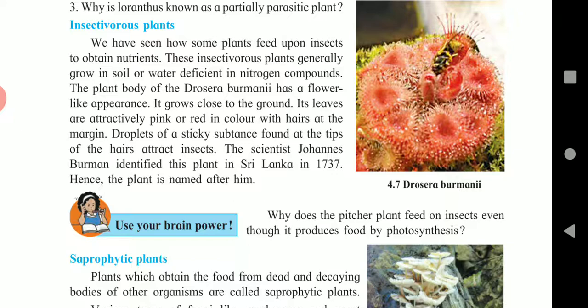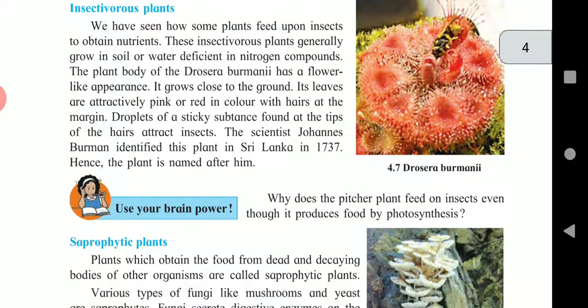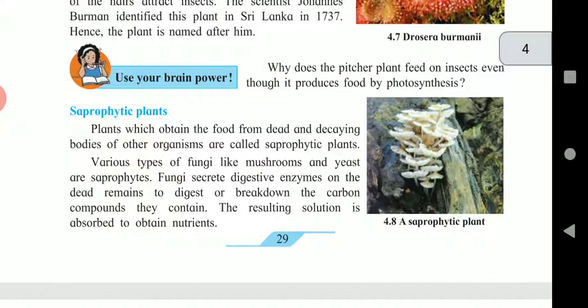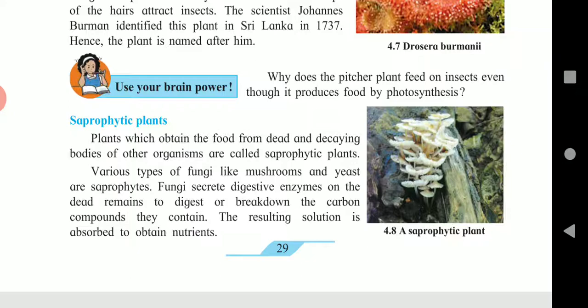Now next one is the saprophytic plants. Saprophytic plants obtain food from dead and decaying bodies of other organisms. Some fungi spoil the food. Some are disease causing while some have medicinal properties. Now let us see some useful fungi. Yeast and a few mushrooms are used in the fermentation process; yeast is used in bread making, and some mushrooms are used as food because they are a rich source of iron and vitamins.